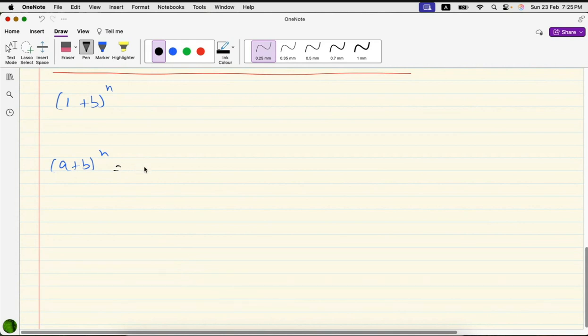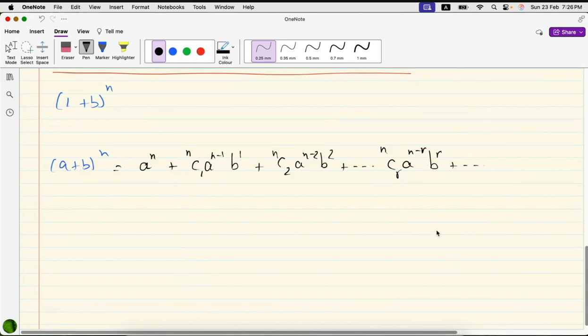So we're going to write the first one is always a raised to power n plus nC1 a to the n minus 1, because a keeps on reducing and b keeps on increasing, plus nC2 a to the n minus 2 b squared, and when it is nCr a to the n minus r b to the r. So a keeps on reducing till the last one. A disappears, the number disappears, and we are left with only b raised to power n.